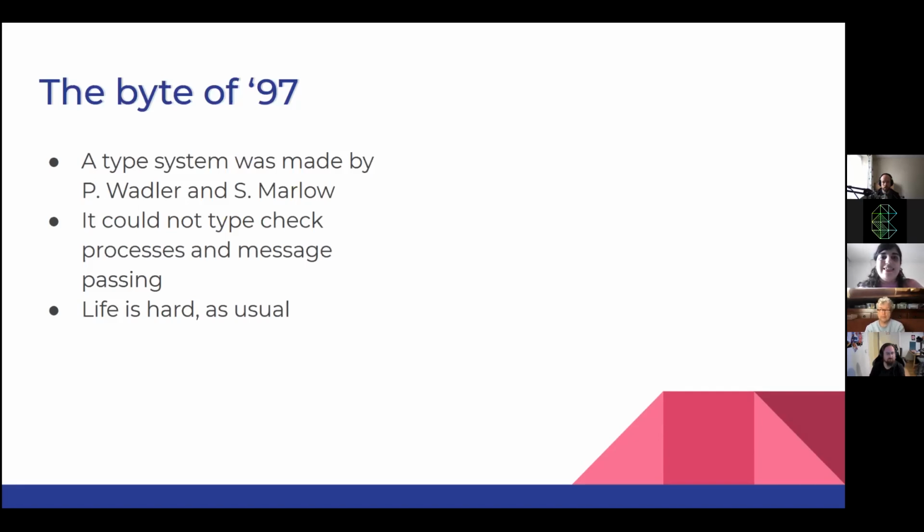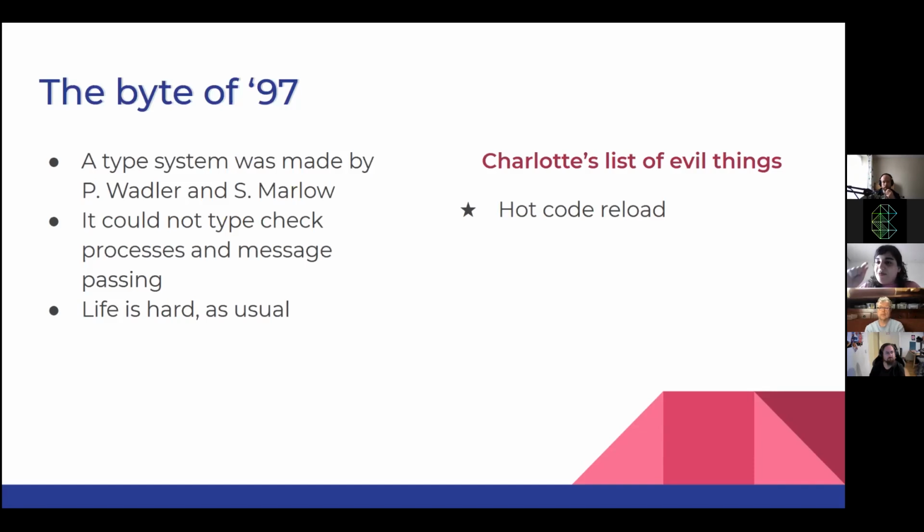And not only that, it just broke everything that was made before in Erlang, because a lot of changes would be needed to make it work. And it was just not great because it was not something that you could easily do. So we failed the first time at making a type system for Erlang. And here I put a very small list of things that make typing a system very hard.